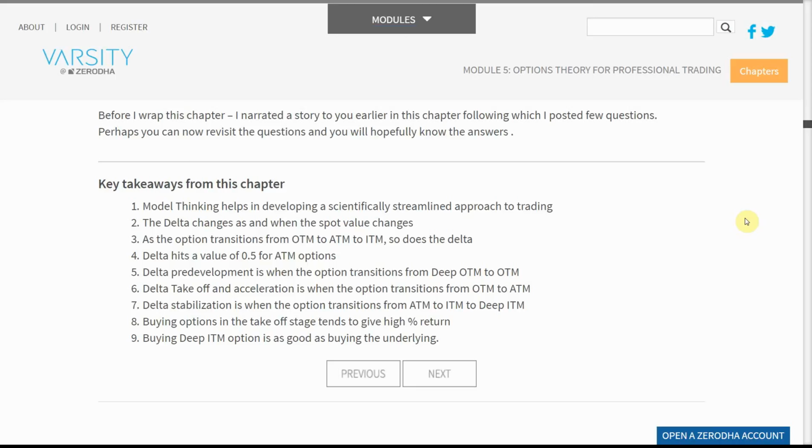Delta pre-development is when the option transitions from deep OTM to OTM. Delta takeoff and acceleration is when the option transitions from OTM to ATM.